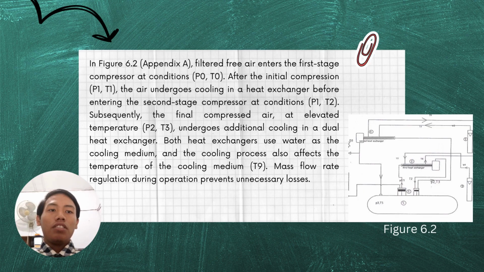So now I'm going to explain about this experimental theory. In figure 6.2 appendix A, filtered free air enters the first stage compressor at air condition P0 T0. After the initial compression P1 T1, the air undergoes cooling in a heat exchanger before entering the second stage compressor at air condition P1 T2. Subsequently, the final compressed air at elevated temperature P2 T3 undergoes additional cooling in a dual heat exchanger.